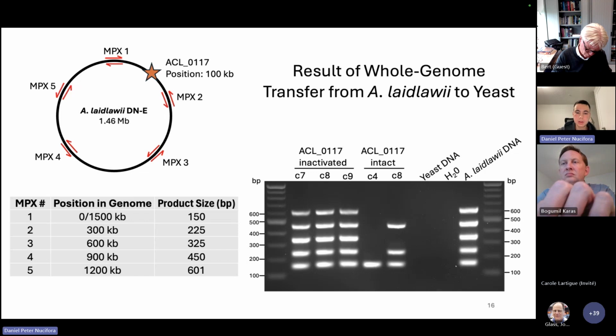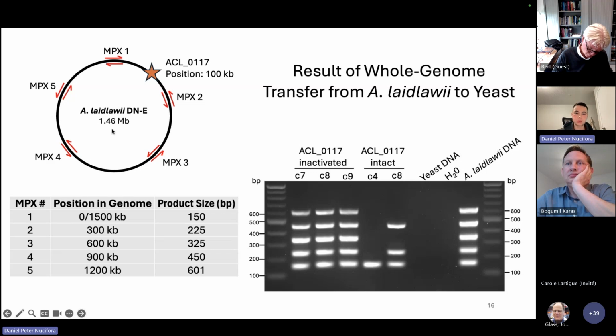Following cell fusion, I took a few yeast transformants and screened them for the presence of the laidlawii genome. Here I'm showing a higher resolution screen that was done after a preliminary screen for a couple of strains. This screen involves running PCR for 5 different loci throughout the 1.5 megabase genome. And I'm very happy to see that we have a few strains that seem to have the entire genome present, at least based off of this screen.